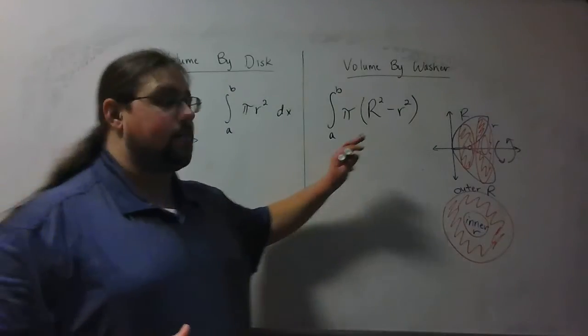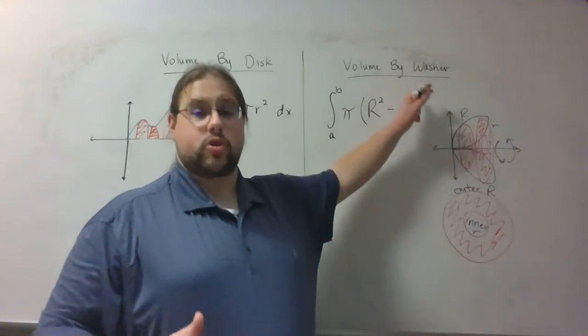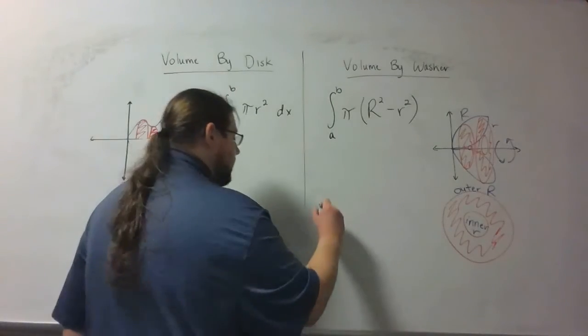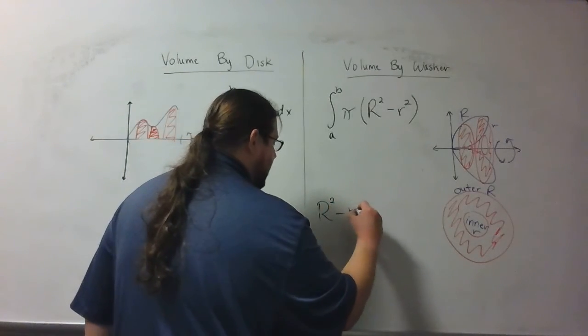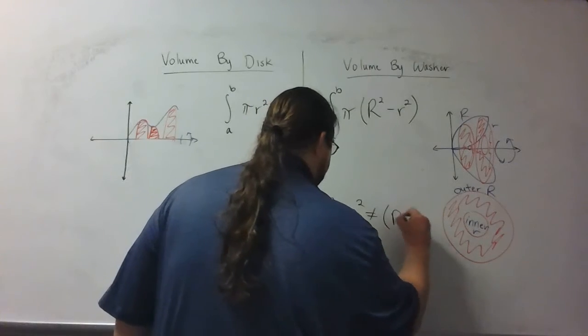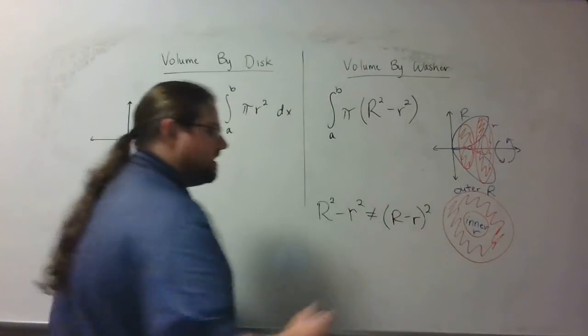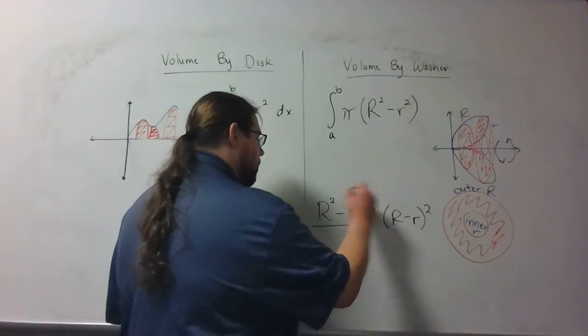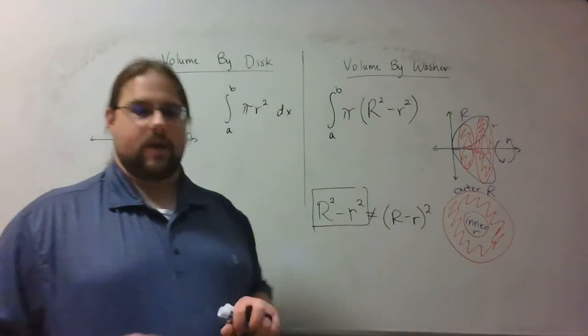Now notice I'm not doing big R minus little r, squared. I'm doing big radius squared minus little radius squared. Hopefully you remember that these two things are not the same. They are not the same. So be careful. This is the one we want. We don't want to use that one, okay?